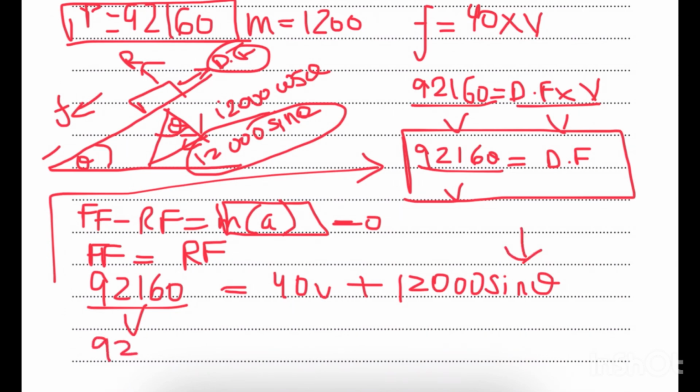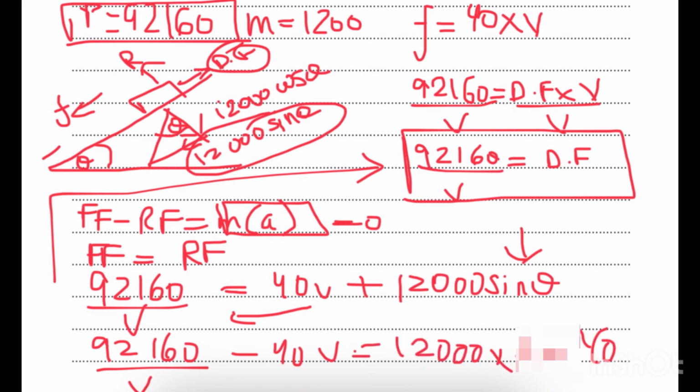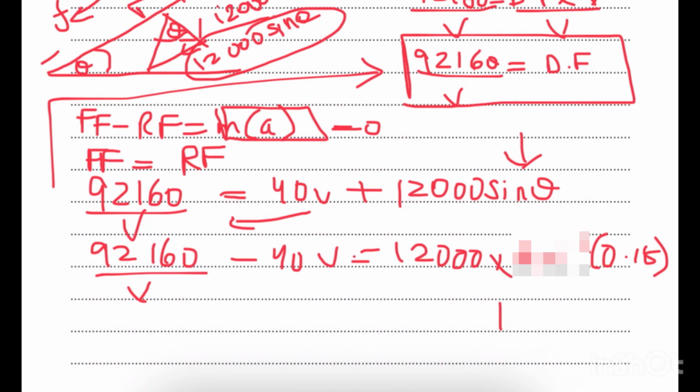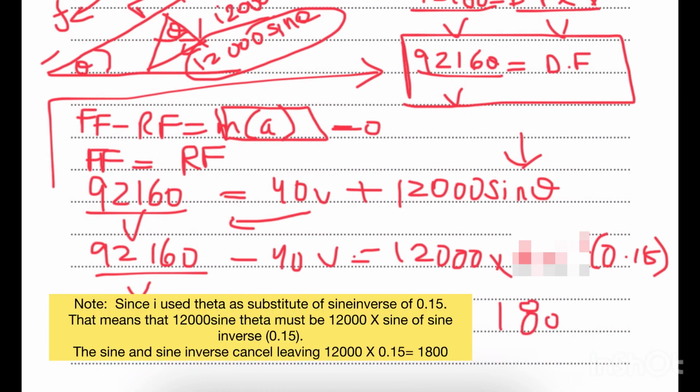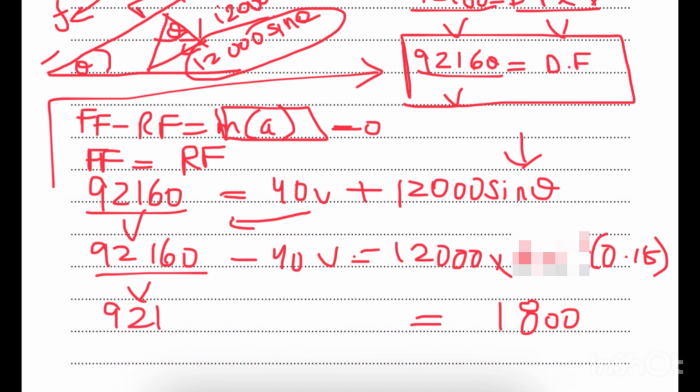Now we said that sin theta was equal to 0.15, so we can substitute that here. So 92,160 divided by V, and we can take this 40V to the other side in order to put like terms together. Minus 40V is equal to 12,000 times 0.15. So the right side is equal to 1800, and this side remains the same.